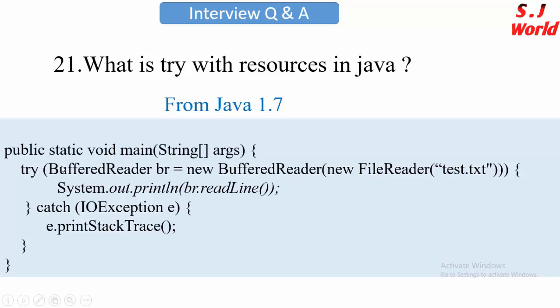Suppose I have taken this BufferedReader and I also have to take the JDBC connection, then you can do that too. Just define one semicolon here and you can write the second class, third class, any number of classes. But the one thing you have to know is that the class you want to use with try with resources must implement AutoCloseable. This is the interface, and your class must implement this AutoCloseable.